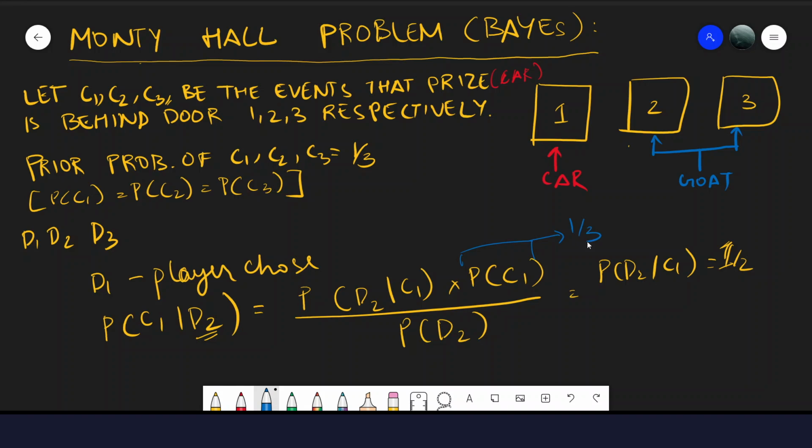The probability of C1 is just 1/3. We know this from the prior probability. And the probability of D2? D1, D2, D3 are the events that Monty opens door 1, 2, or 3 respectively. So what is the probability of D2? This is 1/2 again, because Monty is going to open either D2 or D3. He's not going to open D1 because the contestant has chosen D1 and there's a prize behind it. He won't open the door that has a prize behind it.